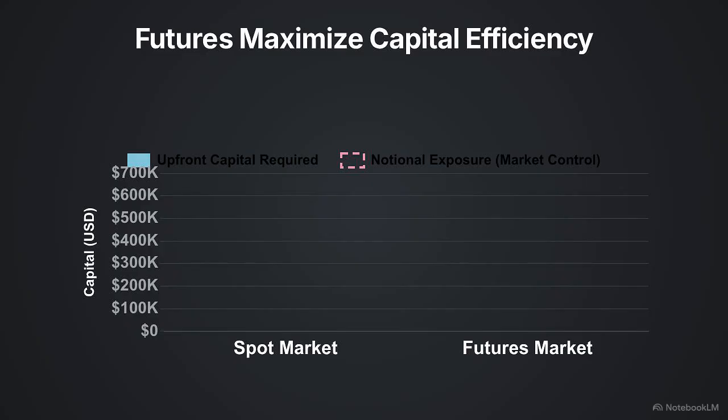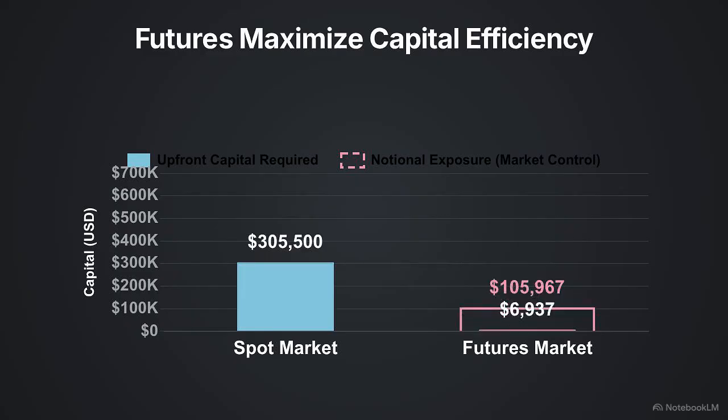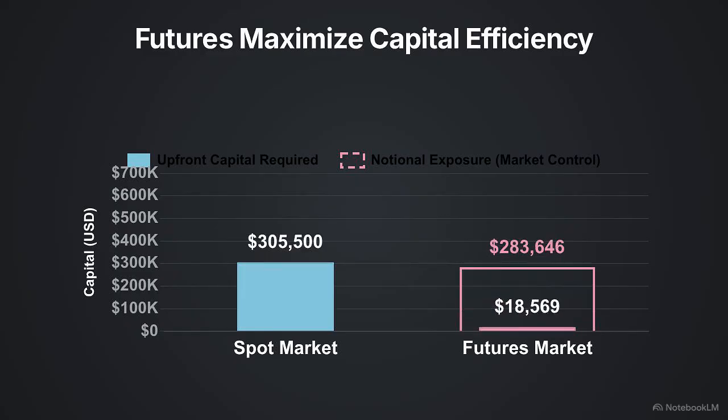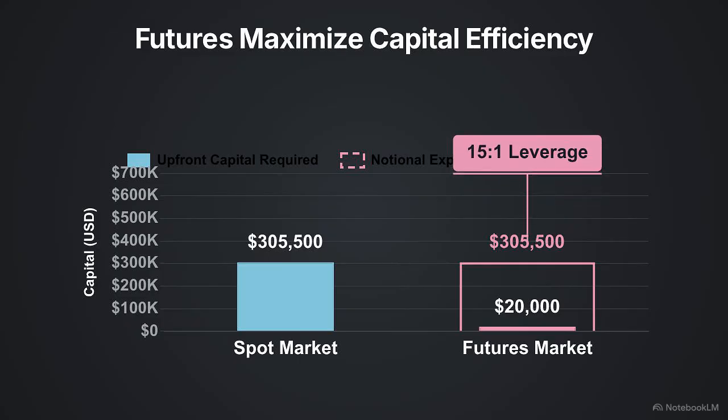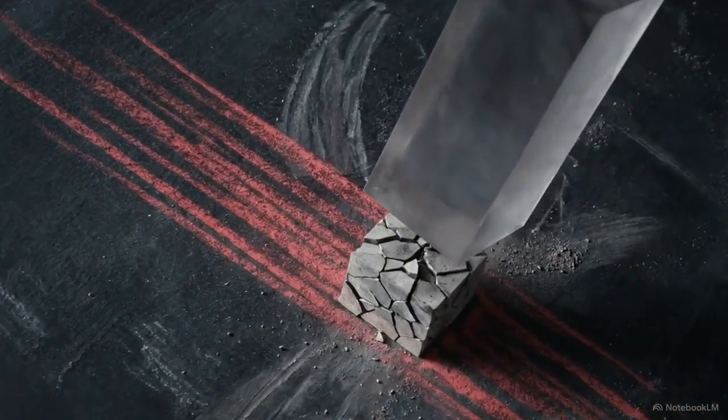This visual compares the capital efficiency of two identical positions. On the left, taking a £250,000 spot market position requires over $300,000 in upfront capital. On the right, taking the exact same notional exposure, using 4 futures contracts, requires a margin deposit of only $20,000. This contrast defines the absolute risk of ruin.